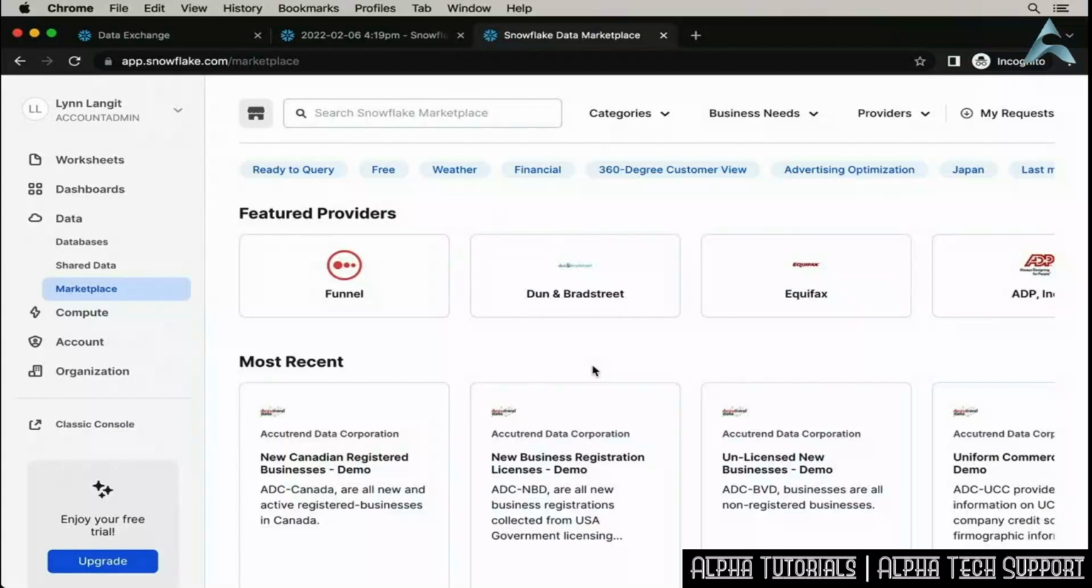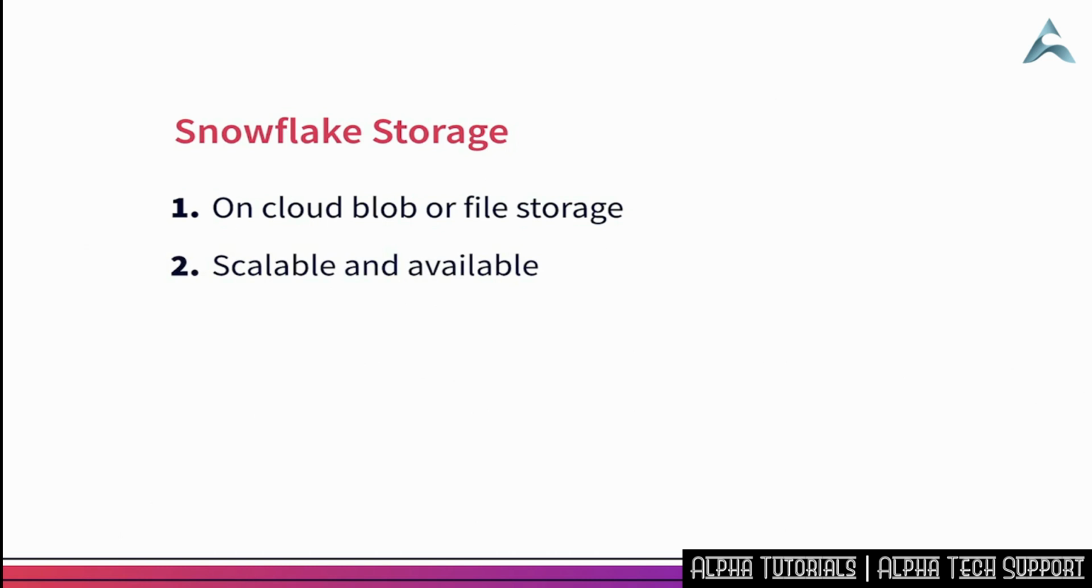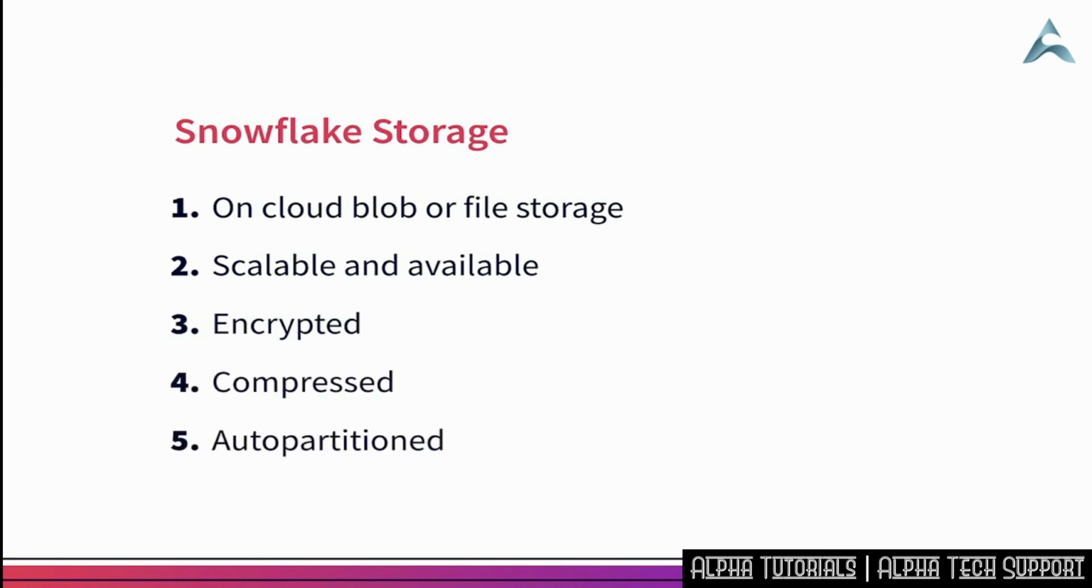So to get data into SnowflakeDB storage, which of course you'll remember is going to be cloud object storage, let's just go with the case of AWS, it would be S3. It's literally going to be stored on cloud buckets, but you don't see that, of course. That's abstracted away from you. It's scalable and available because it is stored as object storage on your particular cloud vendor. It's encrypted by default. It's compressed and auto-partitioned.